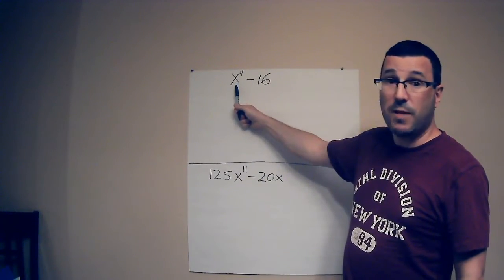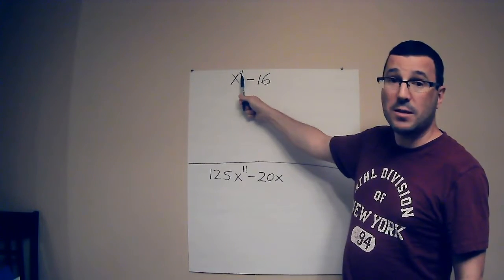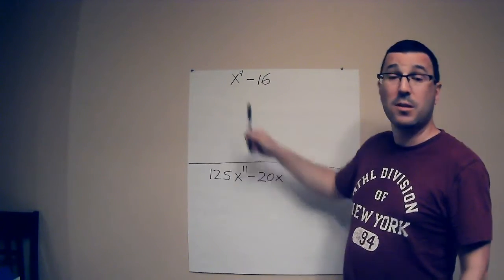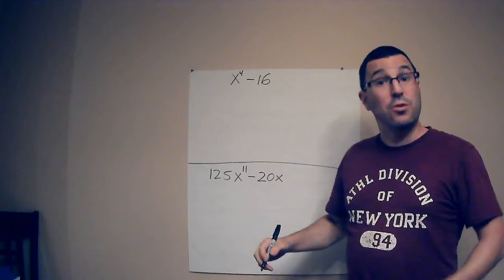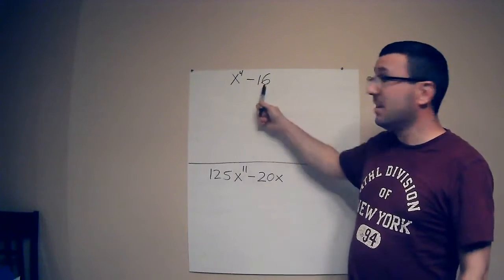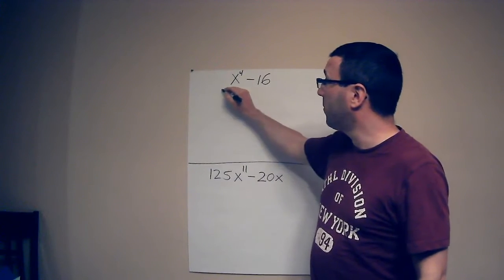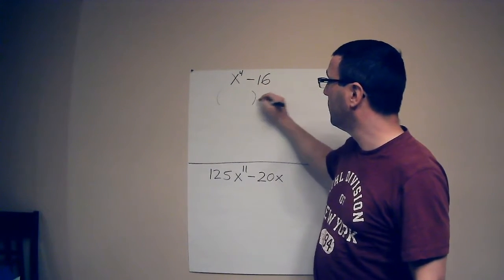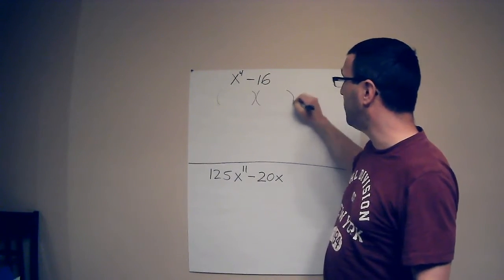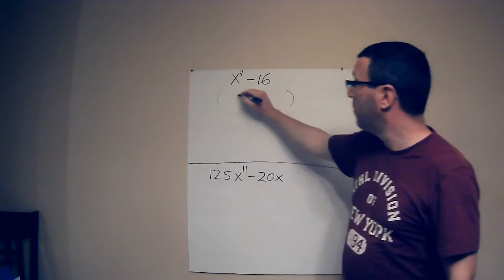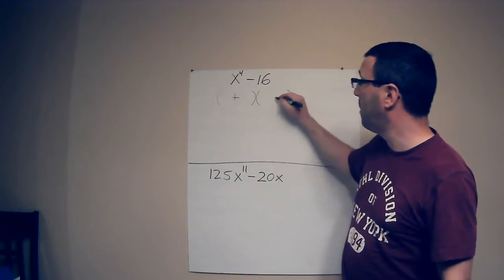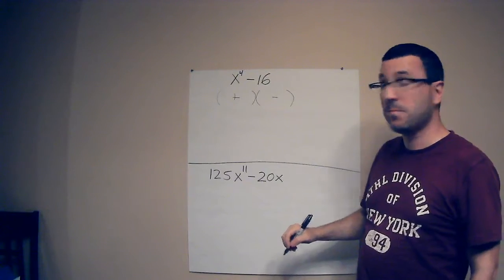This is a variable with a positive even exponent, so I can divide it by 2, so it is a perfect square. 16 is a perfect square. So I'm going to set up my double parentheses, plus in one, minus in the other.